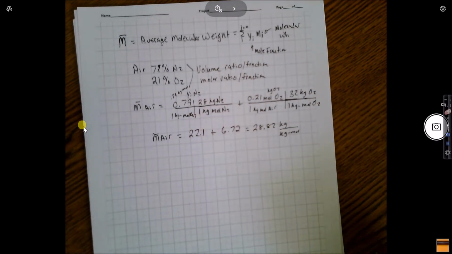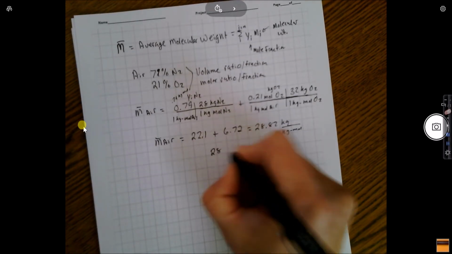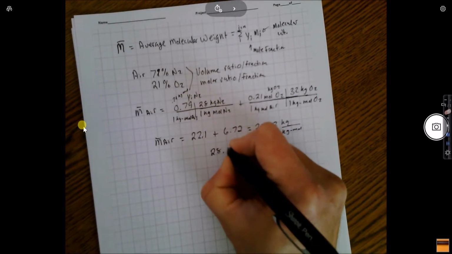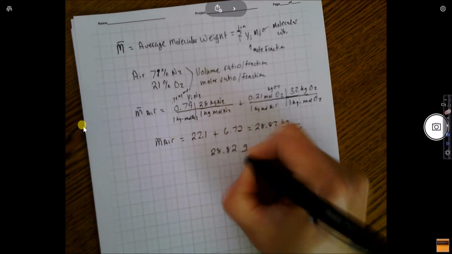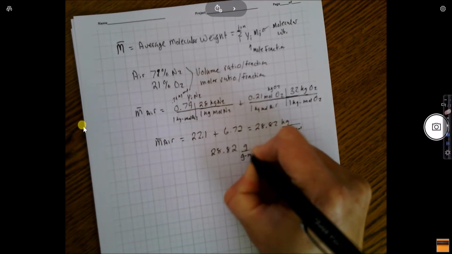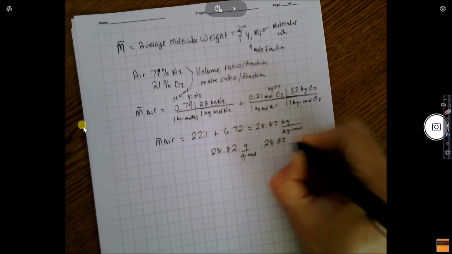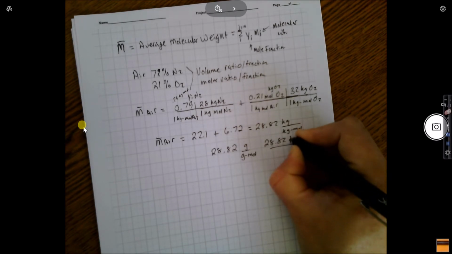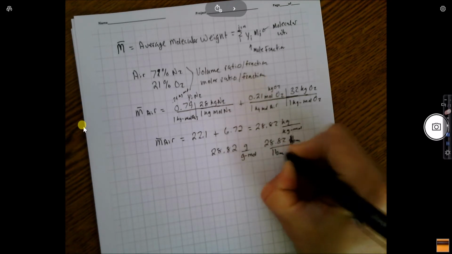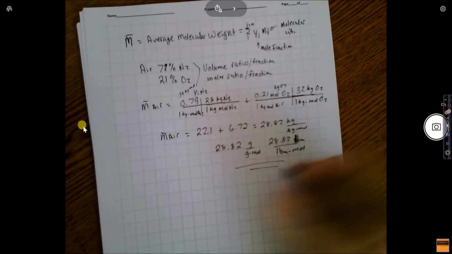And so again, the same rule applies. The average molecular weight of air is 28.82 grams per gram mole, and 28.82 pounds mass per pound mass mole. All right.